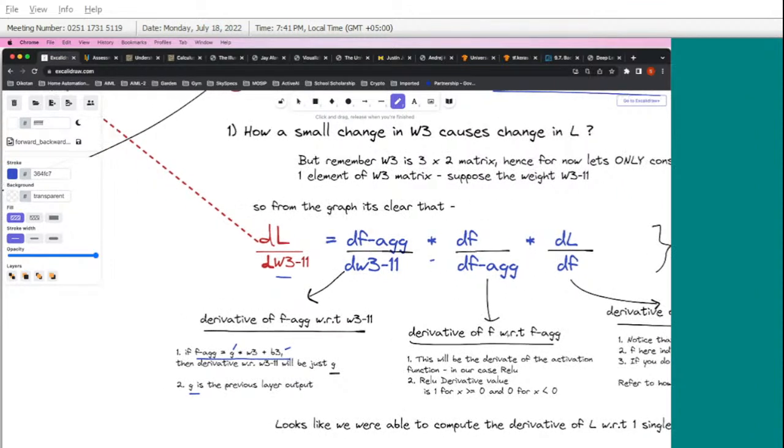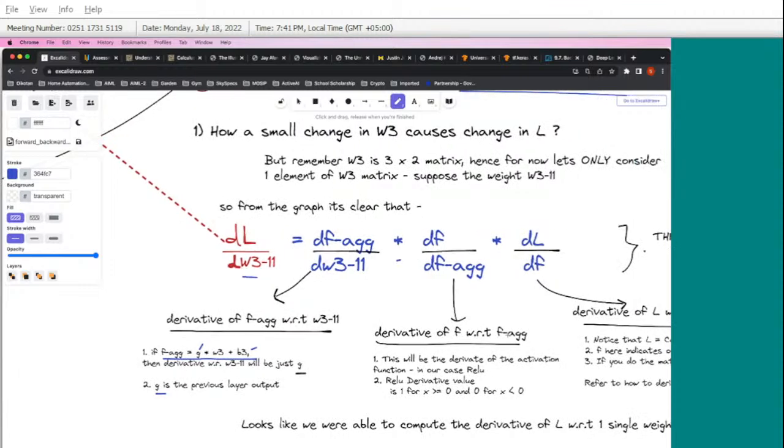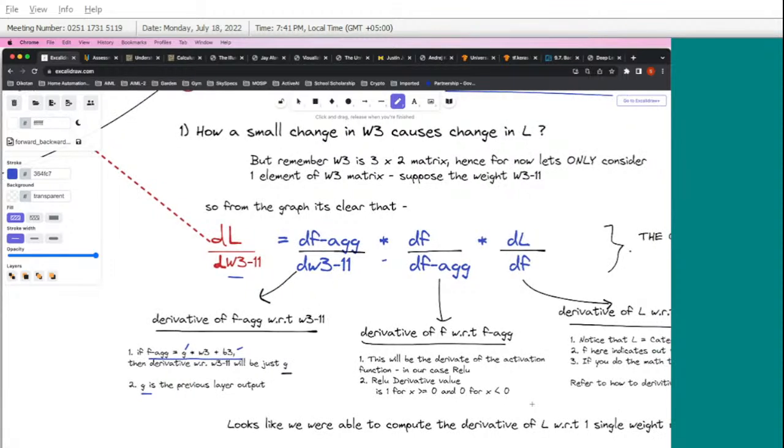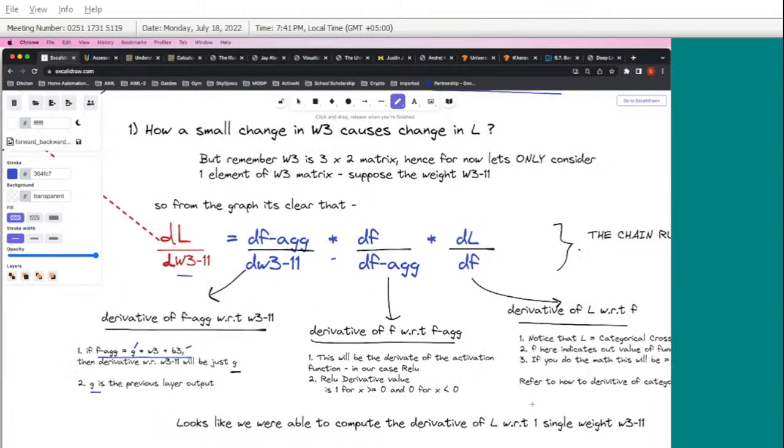What is the ReLU derivative value? It is 1 if x is more than 0, and it is 0 if x is less than 0. Use the rules of differential calculus and you will find ReLU's derivative exactly like that.